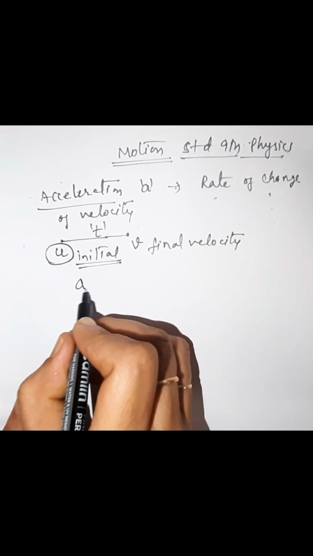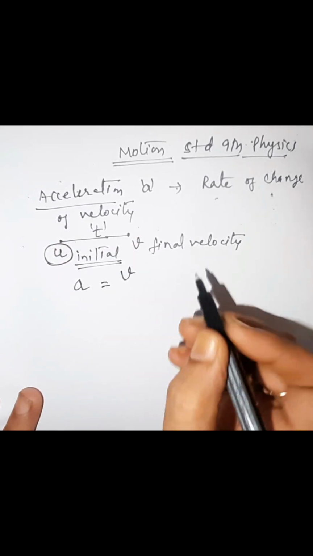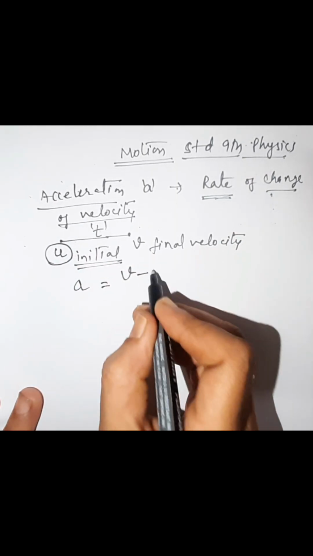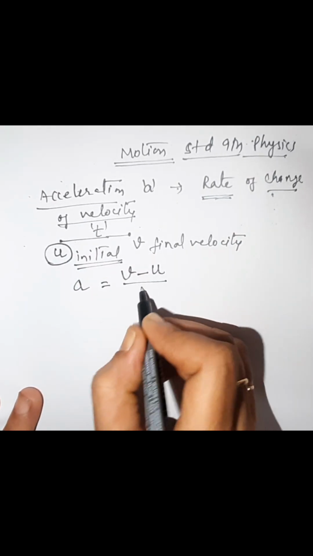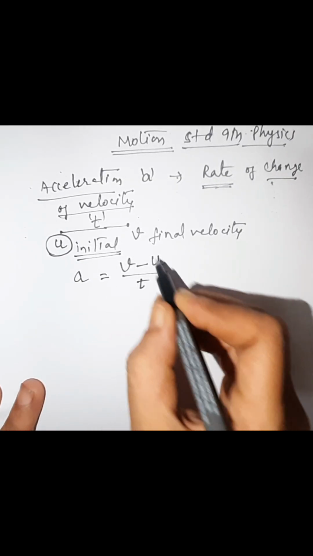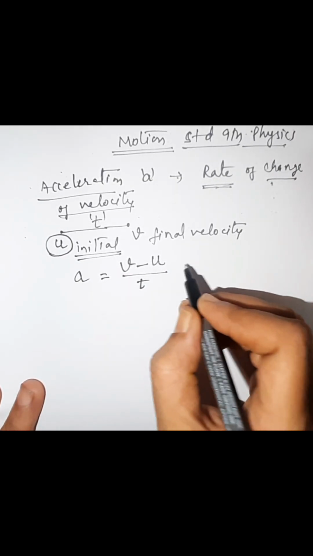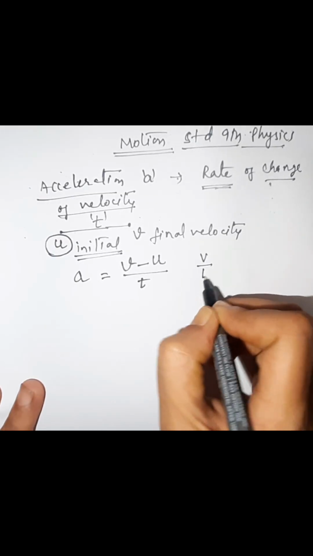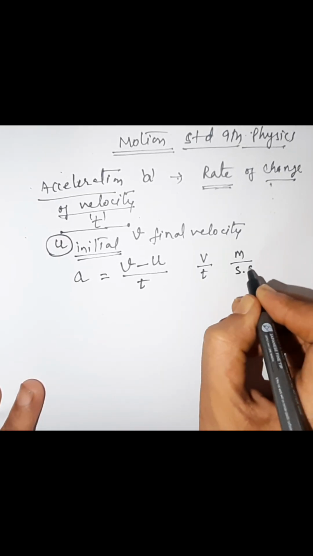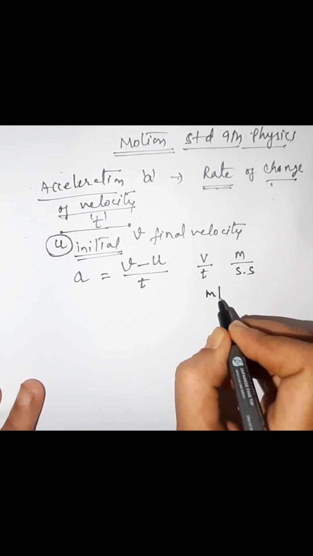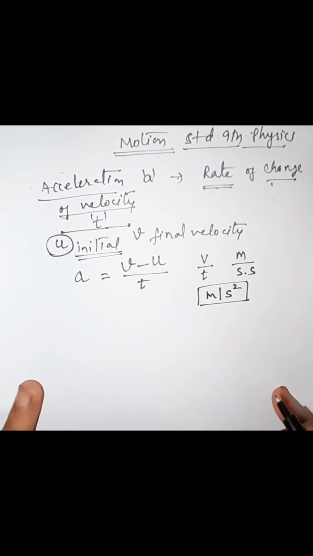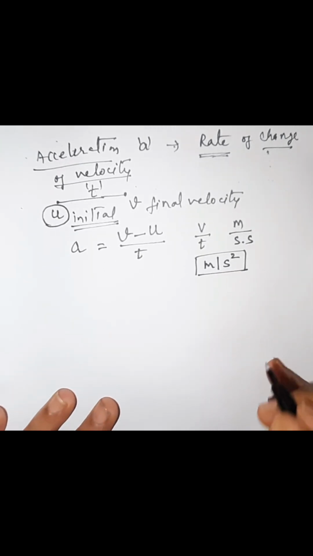Thus the acceleration stands for change in velocity, as it is rate of change of velocity. So final minus initial upon time. As it has the ratio of velocity upon time, velocity unit is meter per second and time's unit is second. Thus the unit of acceleration is meter per second square. Now the next term.